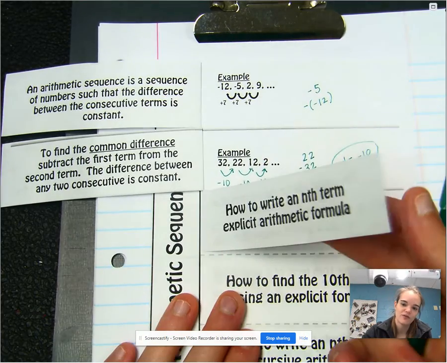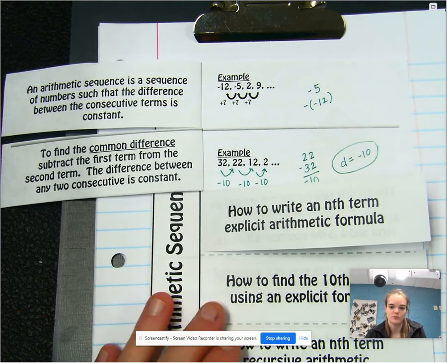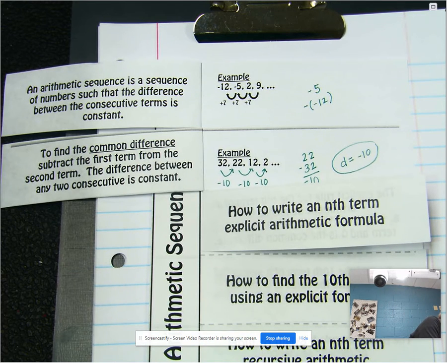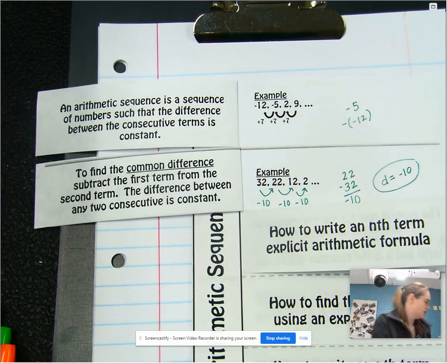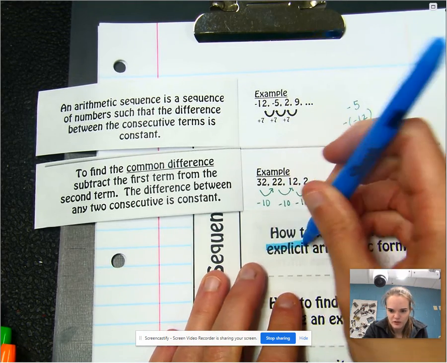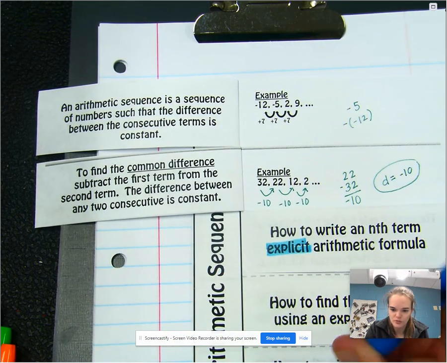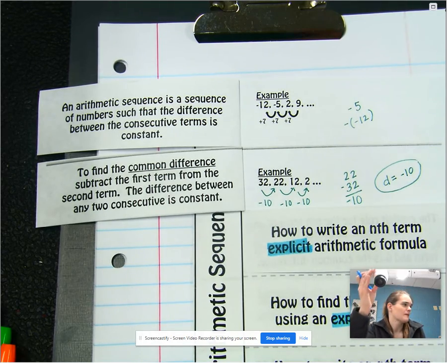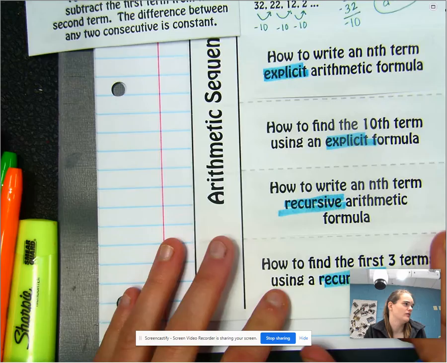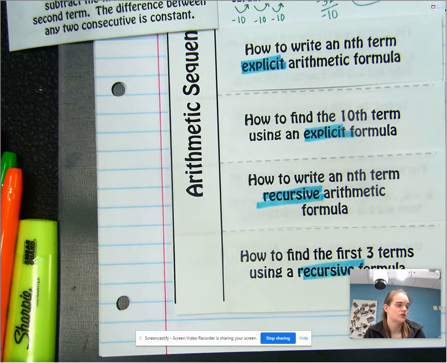All right, let's open up and talk about how to find the nth term with an explicit formula. You're actually going to need some highlighters, and I didn't get any out. Okay, how to write an nth term explicit formula. I want you to highlight the word explicit in blue. You need to know the difference between an explicit formula and a recursive formula. Go ahead and highlight explicit and recursive everywhere you see it on this front here. We've got explicit, explicit, recursive, recursive. We need to know the difference. Yesterday we talked about the difference.